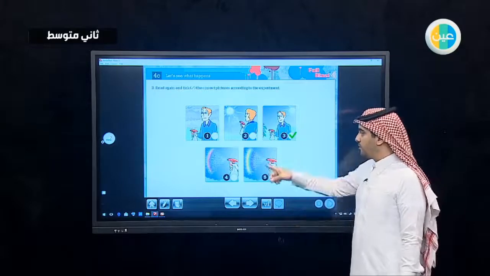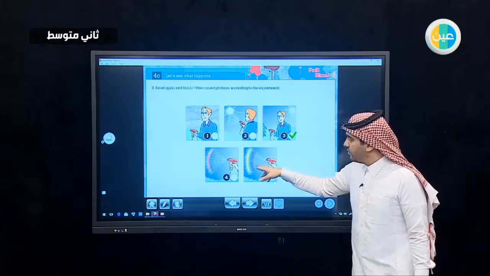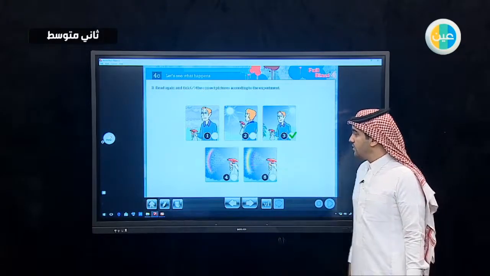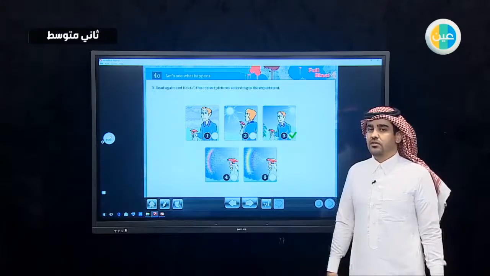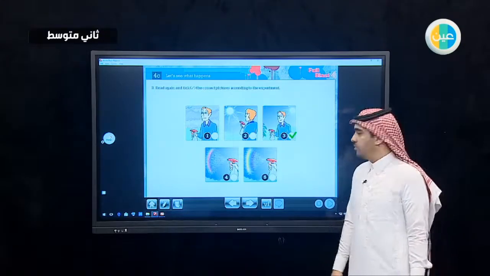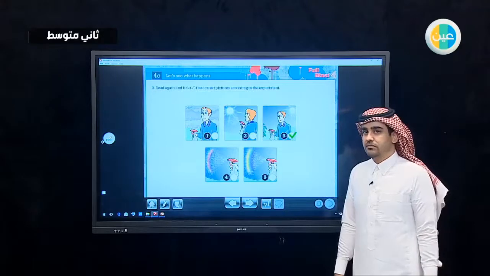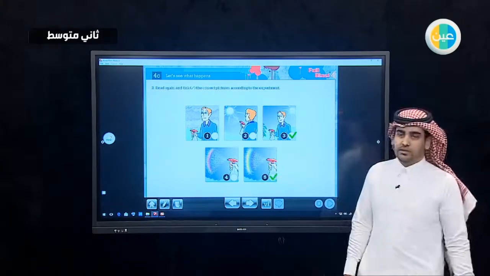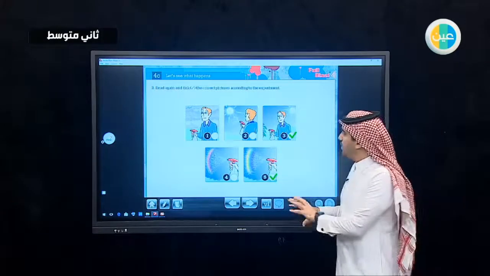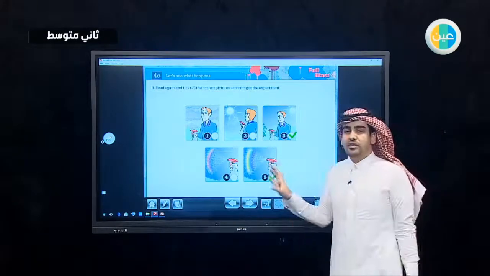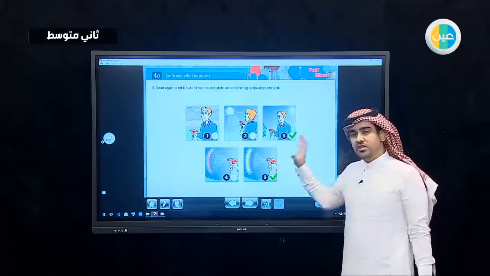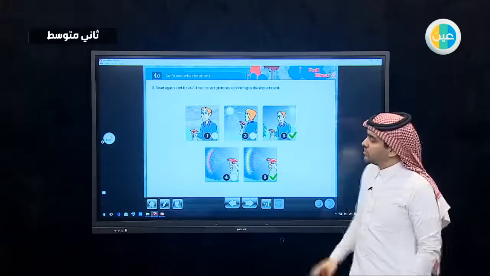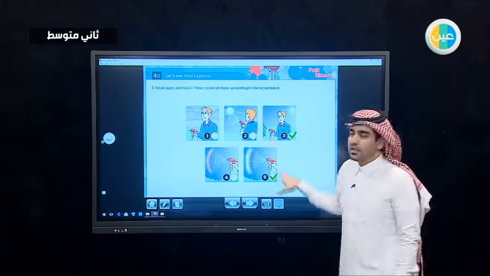How about number 5? We have 1, 2, 3, 4, 5, 6, 7 different colors. Do you think this is the right way of doing the experiment? Me too, I think so. So we will tick this one. So the goal behind this activity is to check your understanding for the steps, using pictures only.